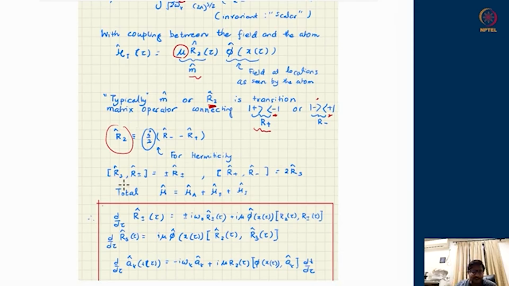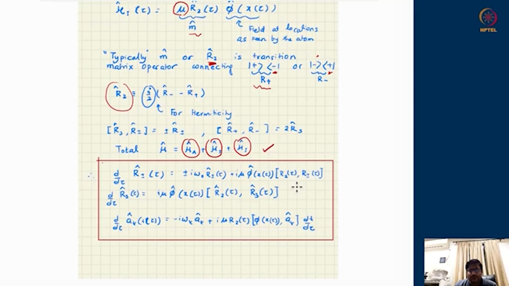That means the commutator of R3 and R plus or minus will be up to plus or minus sign R plus or minus. That means if I take the commutator of R3 with R plus, I will get R plus. R3 with R minus, I will get minus of R minus. R plus and R minus will give me twice R3, and so on. So this set of commutation relations is handy because, as we discussed, the total Hamiltonian is the collection of the Hamiltonian of the individual atom, the field and the interaction, all written in the atom picture.